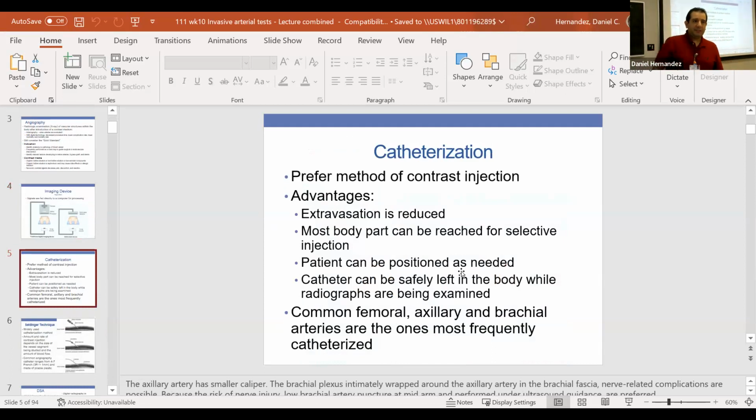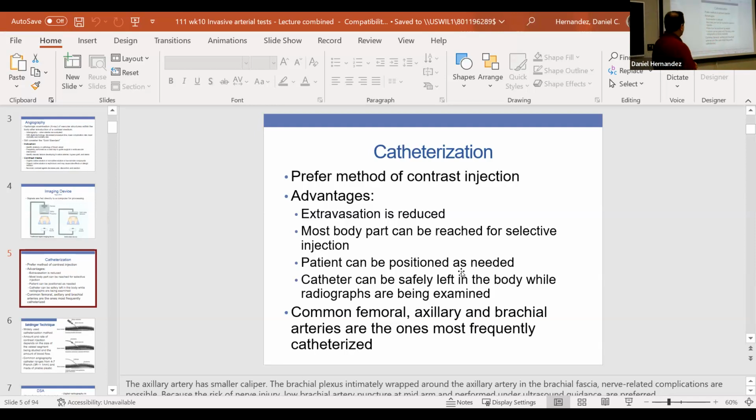So in order for us to get this contrast into the patient, we will typically perform what's called a catheterization. This is the preferred method for us to inject contrast into the patient, so we reduce the likelihood of that contrast going to other places. We could just try and inject it with a straight needle into the vessel, but there's a potential where the contrast might leak out of that vessel itself, or the vessel itself might start to leak.